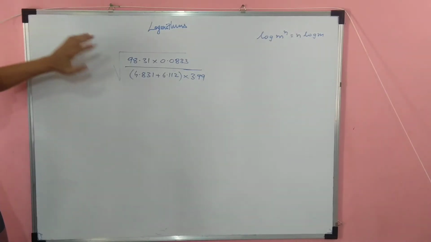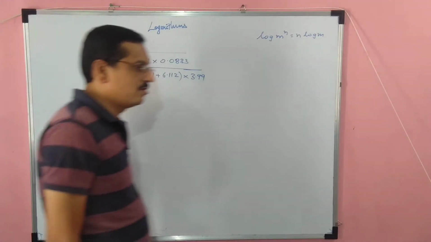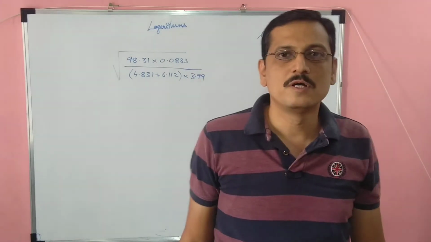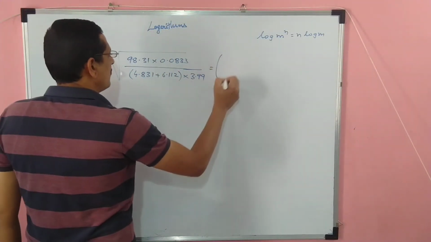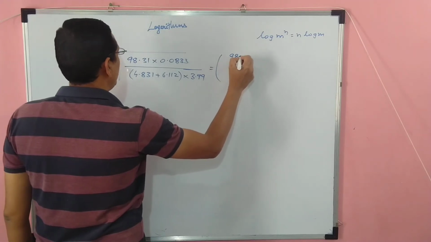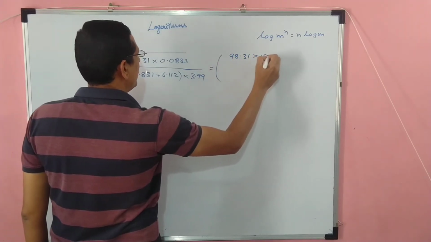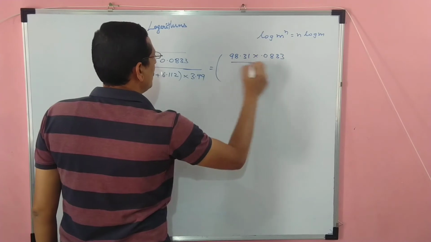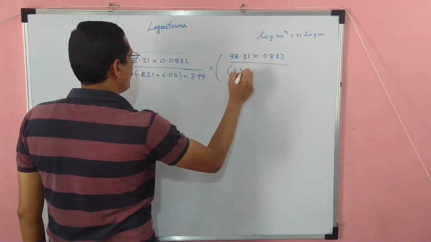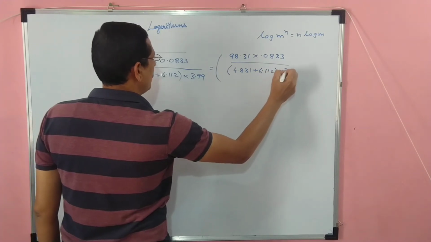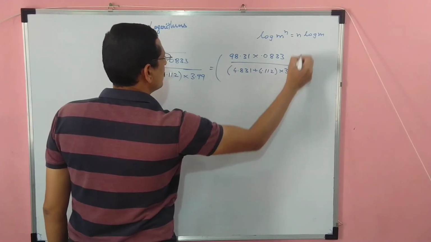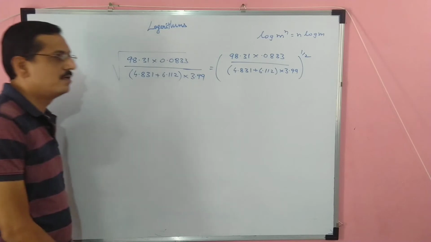Now student, to solve this, no doubt we have to use the logarithm. So we will use logarithm. This can be written as 98.31 into 0.0833 divided by bracket 4.831 plus 6.112 into 3.99, raised to power 1/2.